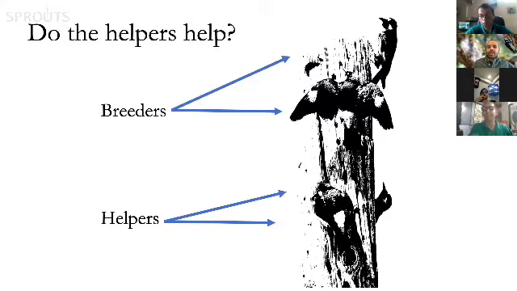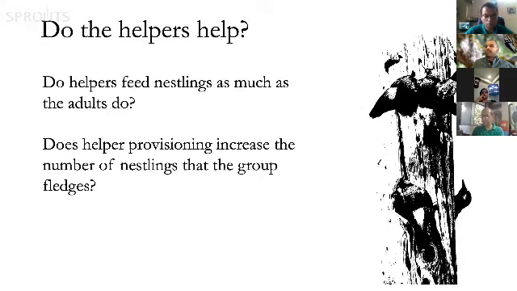So let's go back. I told you that the basic breakdown of a group is that there are these two breeders and one or many more helpers, right? The helpers are offspring of the breeders, and they all take care of the nestlings in the nest every breeding season. So the question then was, do helpers feed nestlings as much as adults do? Because they have an equal stake in the fitness, because they share their DNA equally with these nestlings as the breeders.